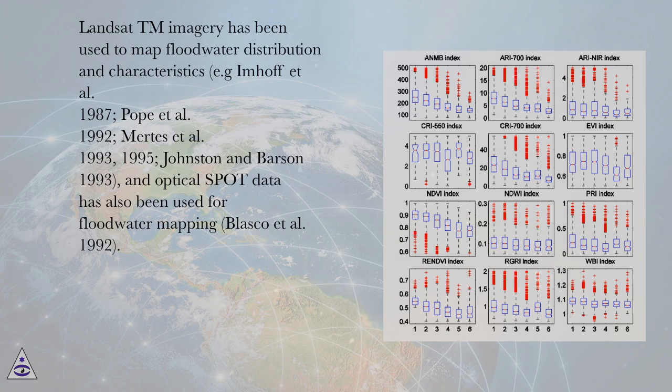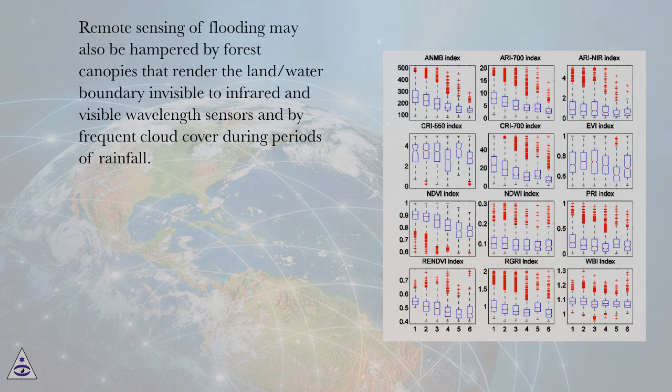Landsat-TM imagery has been used to map floodwater distribution and characteristics, e.g. Imhoff et al. 1987, Pope et al. 1992, Mertz et al. 1993, 1995, Johnston and Barson 1993, and optical SPOT data has also been used for floodwater mapping, Blasco et al. 1992. Remote sensing of flooding may also be hampered by forest canopies that render the land/water boundary invisible to infrared and visible wavelength sensors and by frequent cloud cover during periods of rainfall.